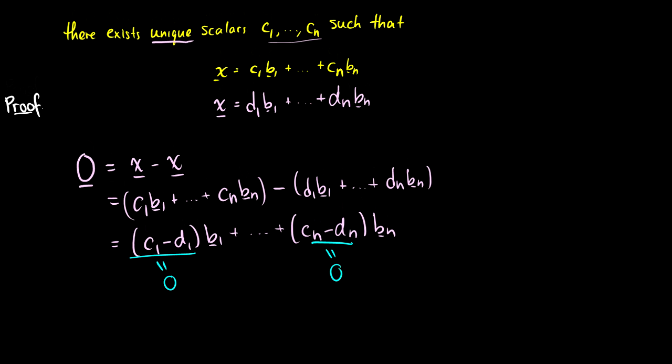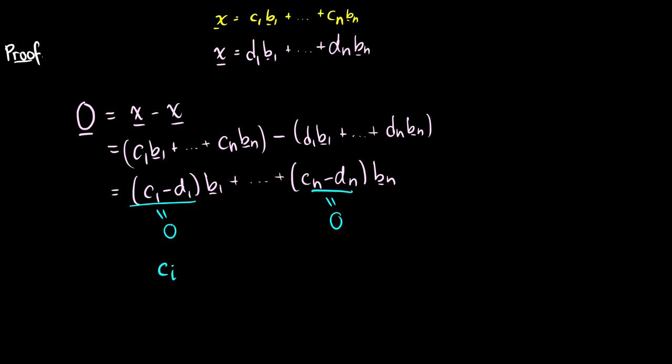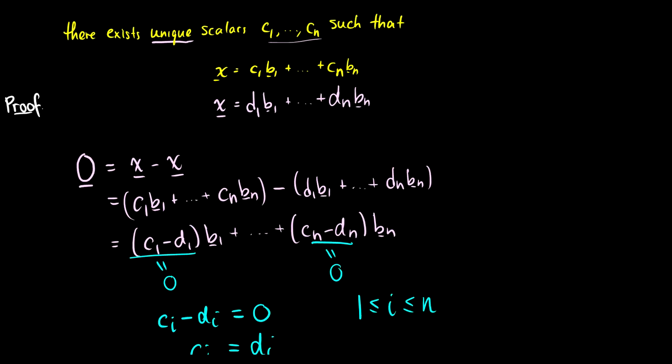So what this means is that ci minus di is going to equal 0 for, I'll write it like this, i greater or equal to 1, less than or equal to n, which means that ci is going to equal di for those same conditions, which means that the two representations we have here, this x and this x, they're both the same. So there's only one way to represent each vector in terms of b1 through bn. So that's the unique representation theorem.